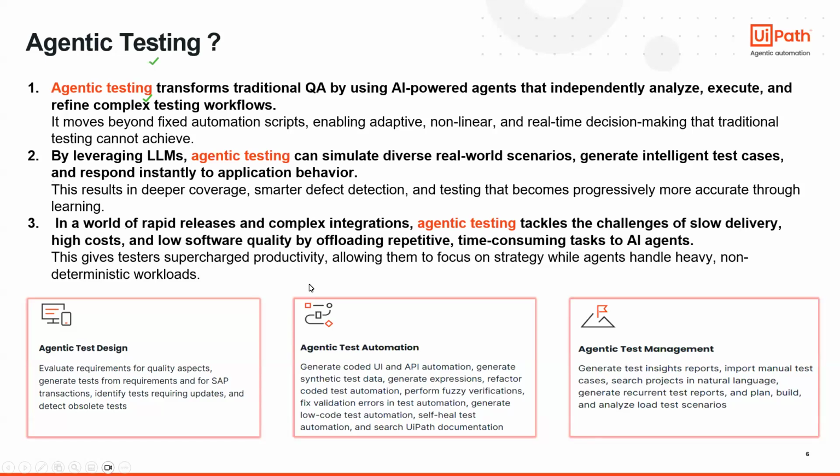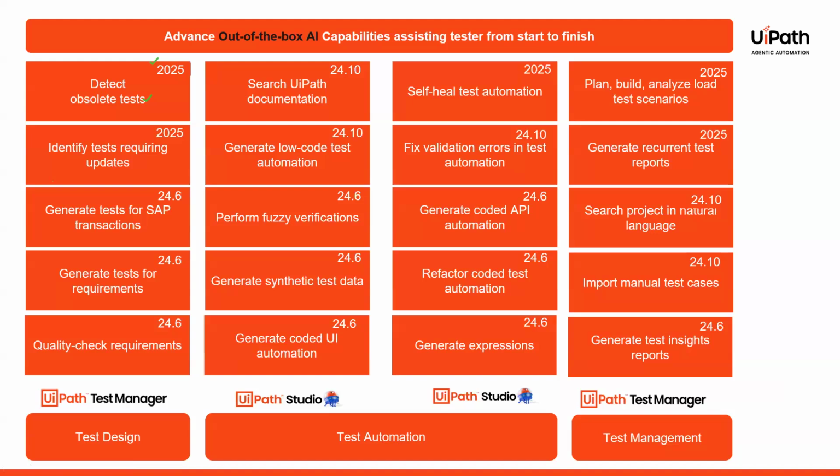Moving on, here you can see the breadth of out-of-the-box AI capabilities that support testers end-to-end: test design, test automation, and test management. On the left, in test design, AI helps evaluate requirements, generate tests for SAP and other applications, identify tests that need updates, and even detect obsolete tests. These features accelerate early-stage testing and help maintain test suites automatically.